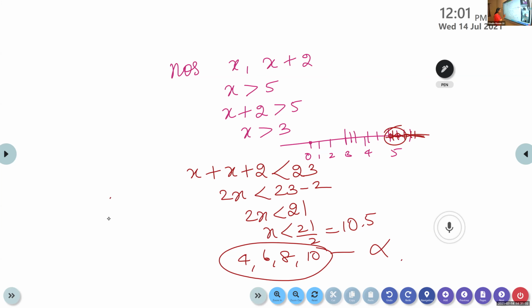So which are the possibilities? 6, 8. 6 and 8. What are the possible numbers you will get? 8 and 10. 10 and 12. These are the pairs. Is it okay, children?